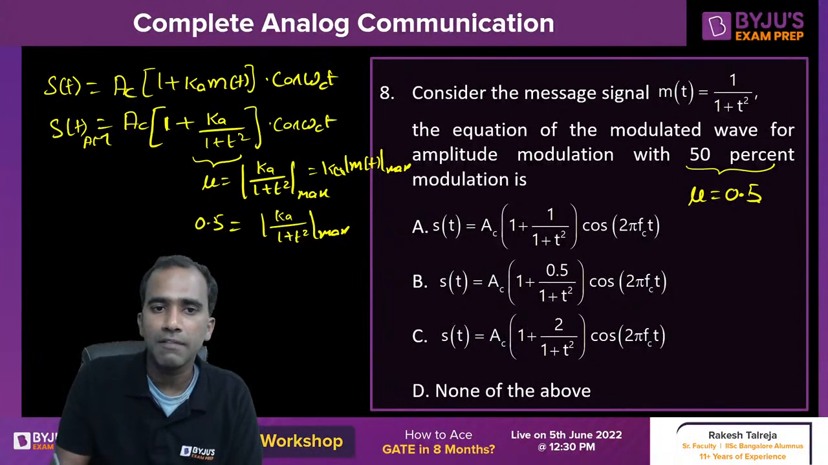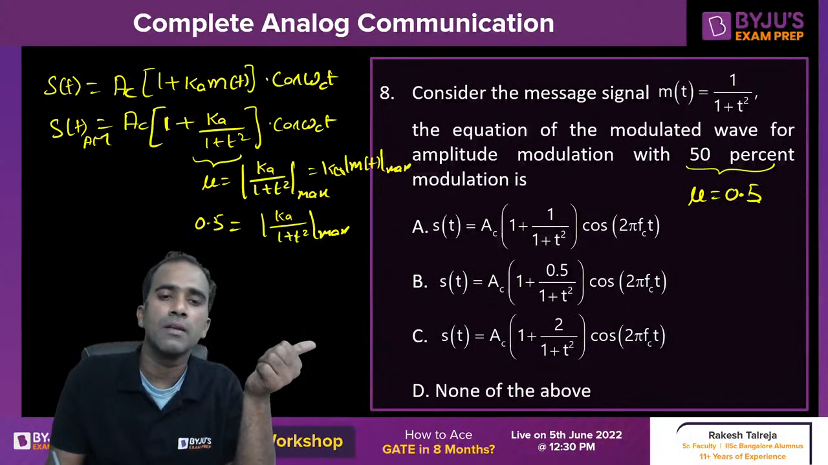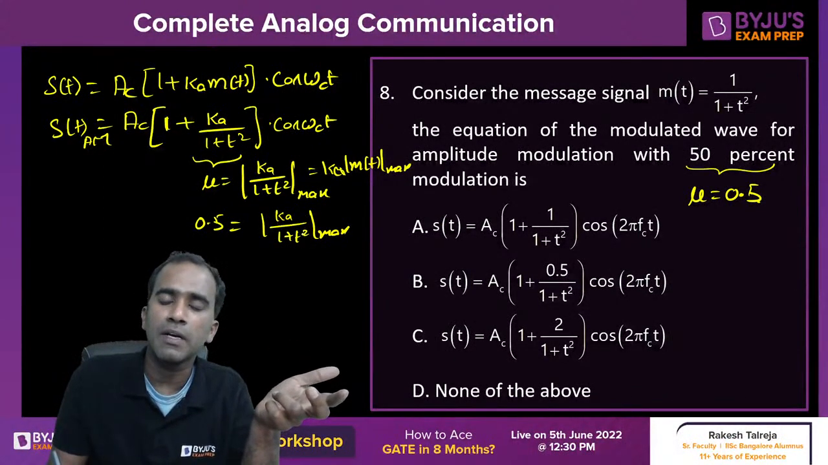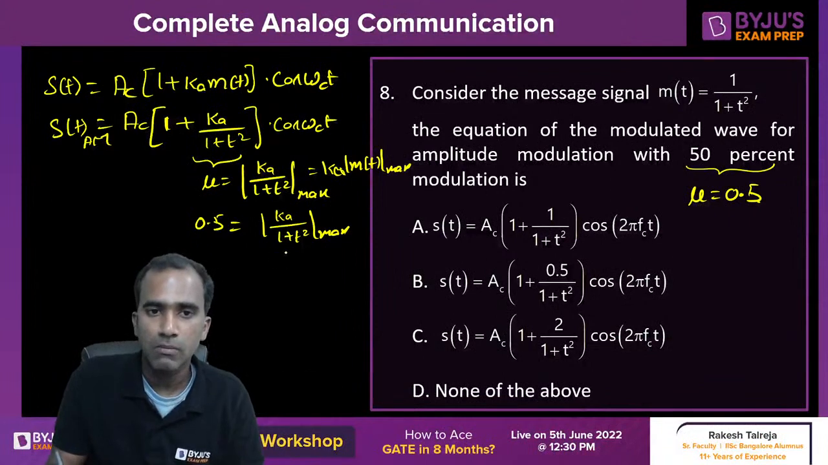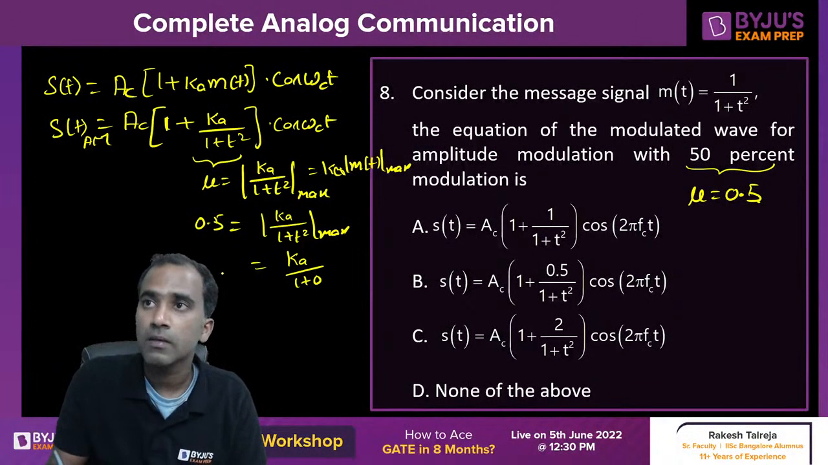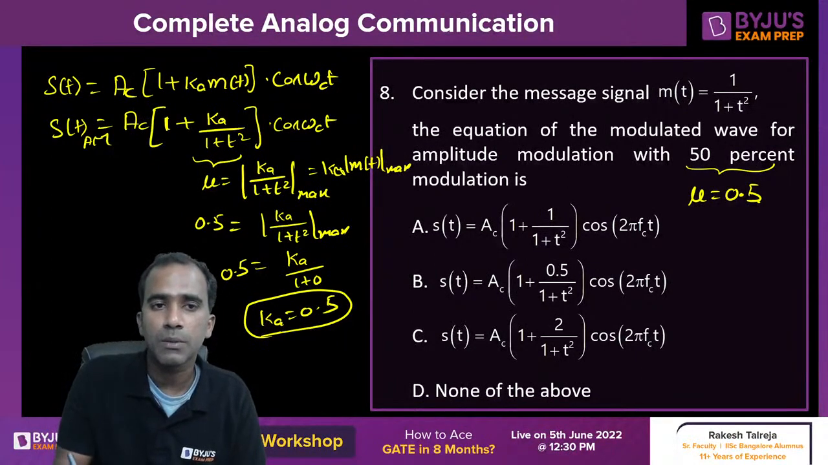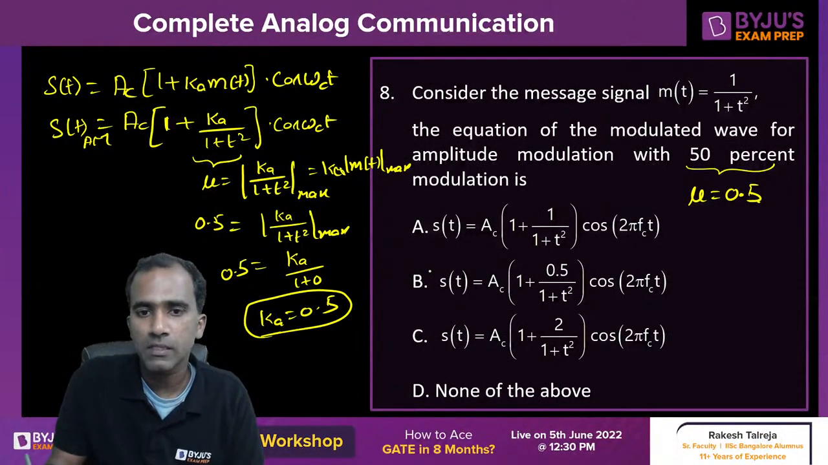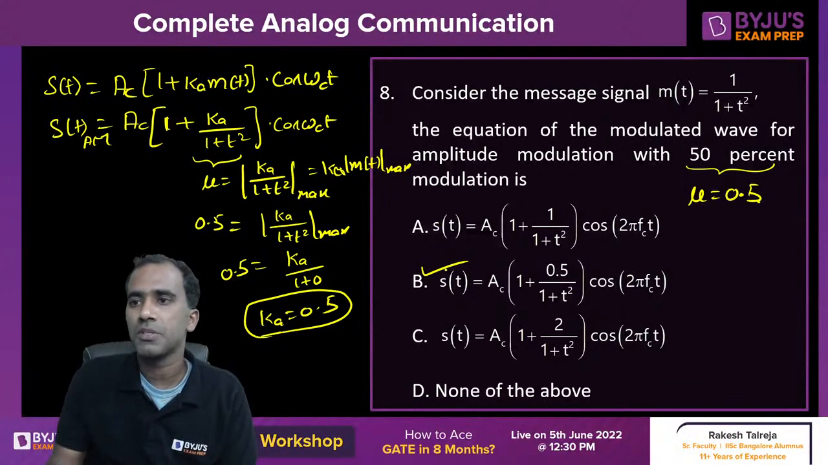As t increases positively or negatively, both ways, the denominator increases and the overall value decreases. So the maximum happens at t equal to 0, which is Ka by 1 plus 0. So the maximum value possible for this is Ka by 1 plus 0, which means the Ka value is 0.5. So Ka is 0.5. Let us substitute it in this equation. So we get the answer as option B.